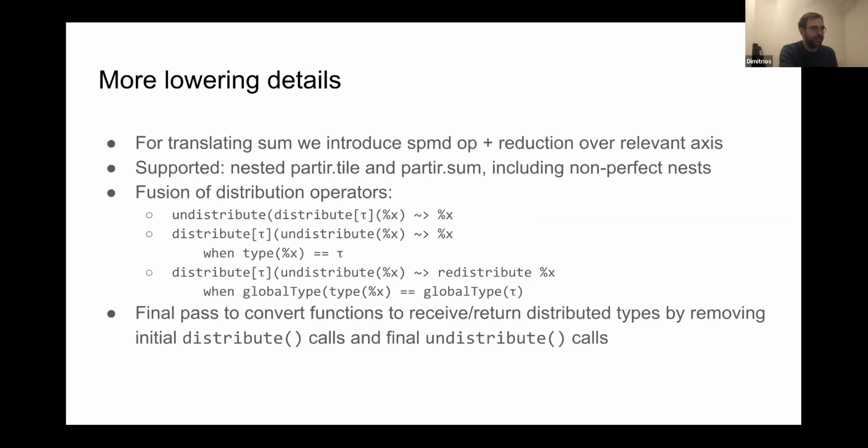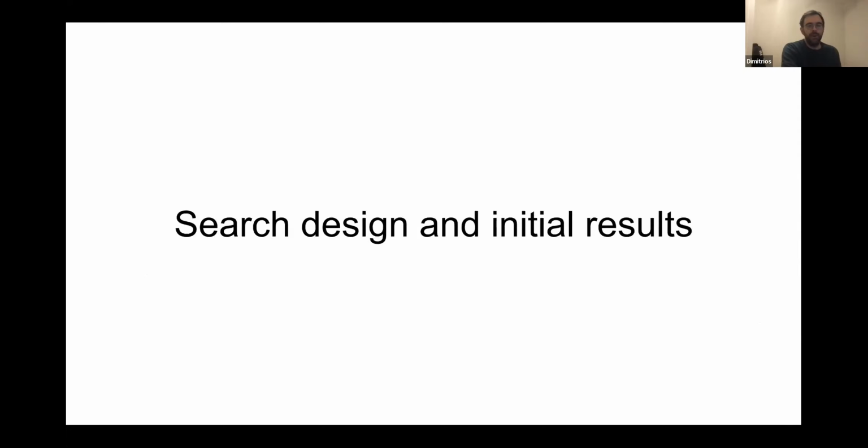I realize this is really skimming the surface of it. But for translating summations, we introduce similar SPMD ops, but with an explicit reduction command. We have fusion of distribution operators: for example, if we undistribute and then distribute, we can create a redistribute command. So we have several flavors of these things, and I'm just going to quickly skim over some of them. This is all I had about PartIR SPMD, all I could fit in this seminar.